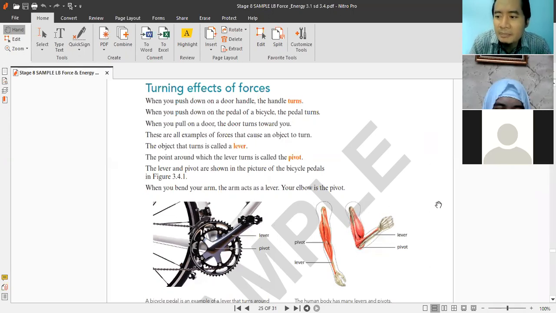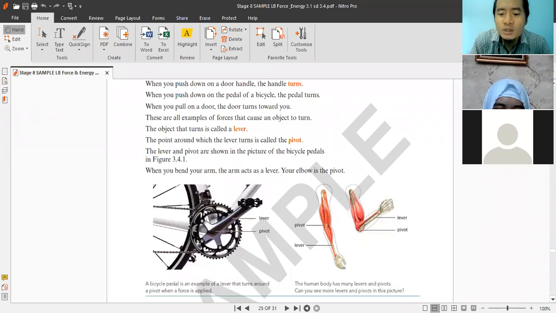Okay, thank you so much. Pivot, or maybe the other reference called fulcrum, is titik tumpu. Maybe you have known about the concept of lever or simple machine. Mungkin kalian pernah tahu tentang pesawat sederhana atau simple machine, and maybe you know about lever. Lever is pengungkit, tuas.